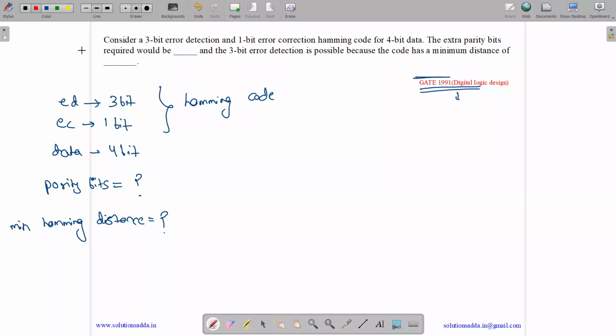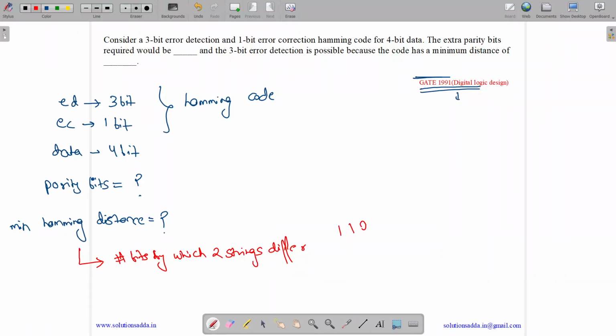So let me first tell you some basic things. What is a Hamming distance? Hamming distance is the number of bits by which two strings differ, or we can say the distance between two binary strings is the number of bits that would have been flipped to make the strings identical.